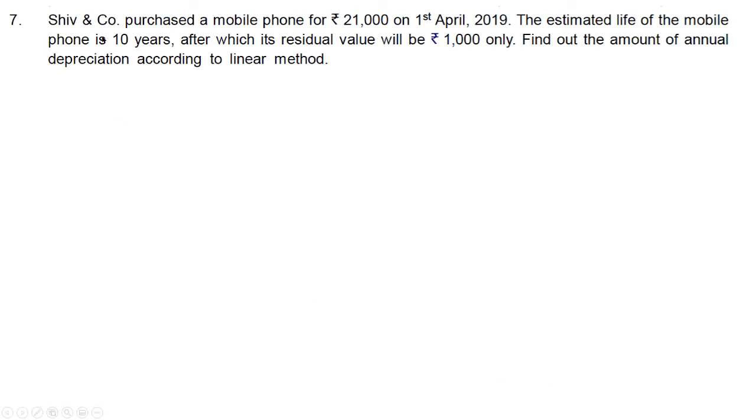Next question. Shiv and company purchased a mobile phone for rupees 21,000 on 1st April 2019. The estimated life of mobile phone is 10 years, after which its residual value will be rupees 1,000 only. Find the amount of annual depreciation according to linear method. So here again everything is given directly. So here the cost of the mobile phone is rupees 21,000 and its residual value or its scrap value will be rupees 1,000 and the useful life is 10 years.